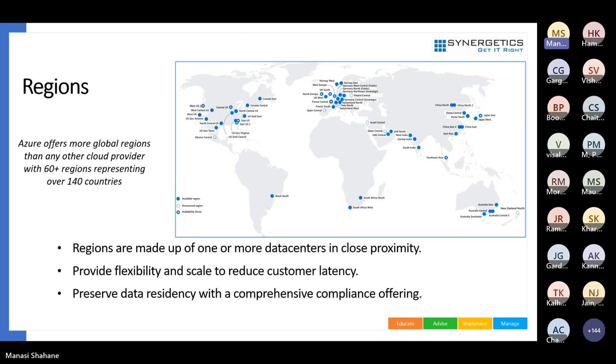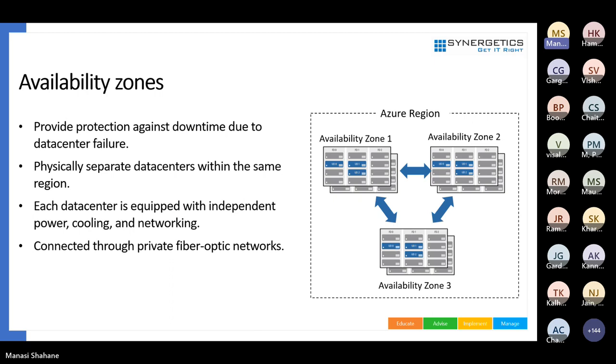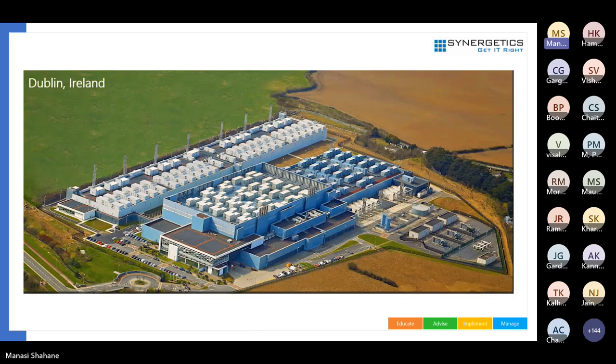Regions are nothing but actual physical geography, actual locations on Earth where you can find your data centers. This is how a data center looks like. This is the Dublin, Ireland region, where a data center is present, one of the regions where you can deploy your application. Here you can see networking towers, lots of servers and racks, and cooling units on the side to keep the servers cool.